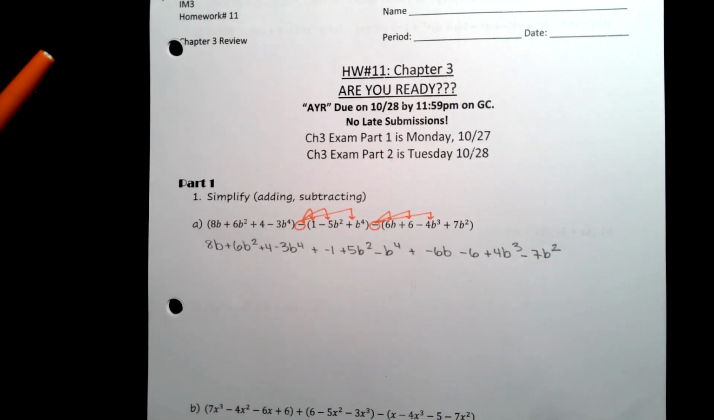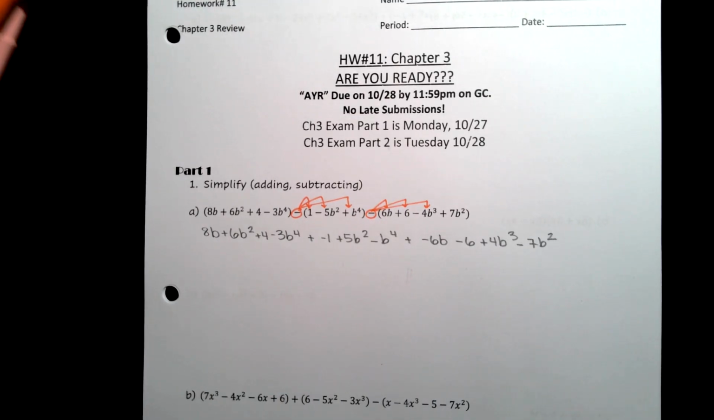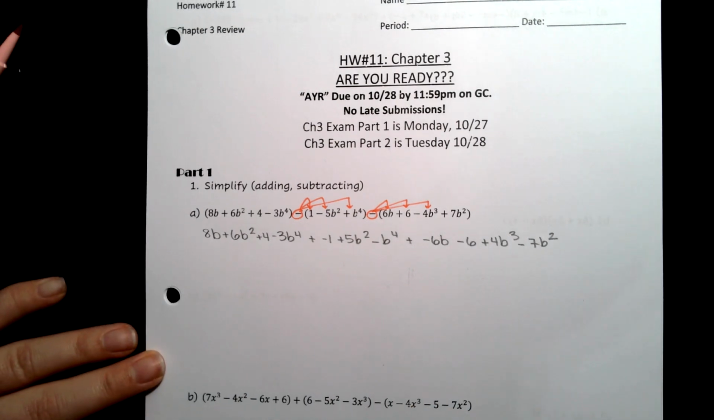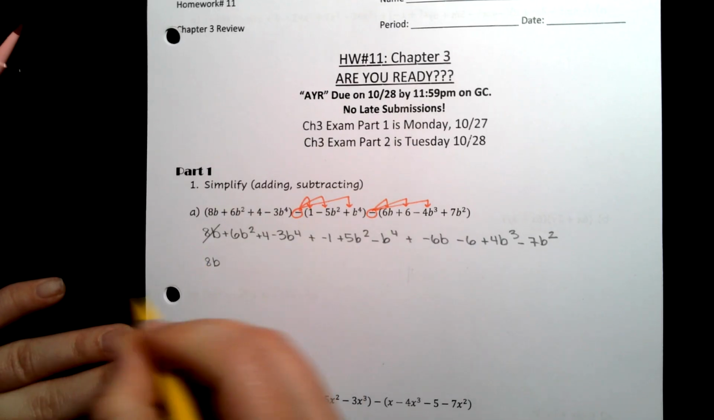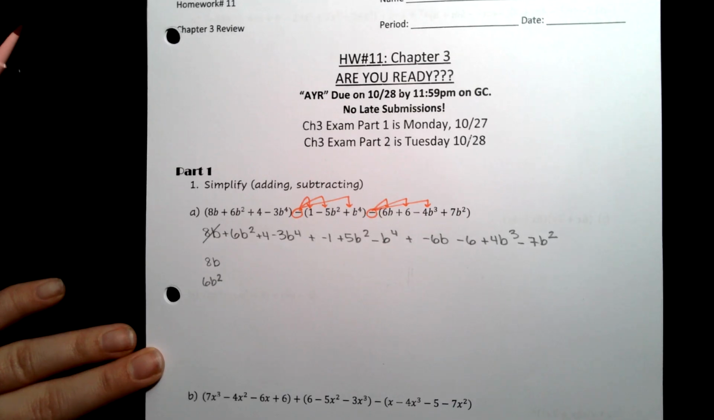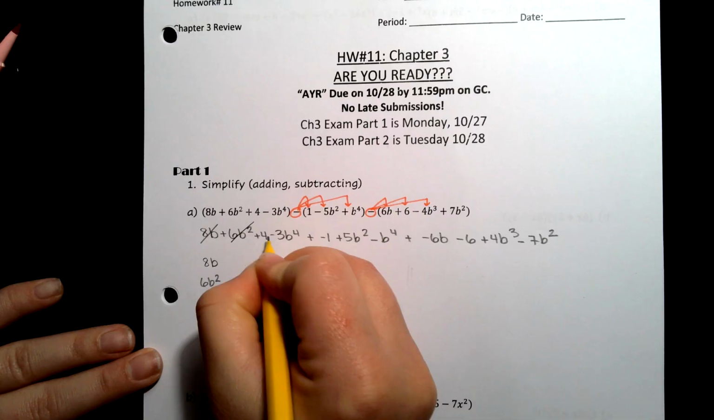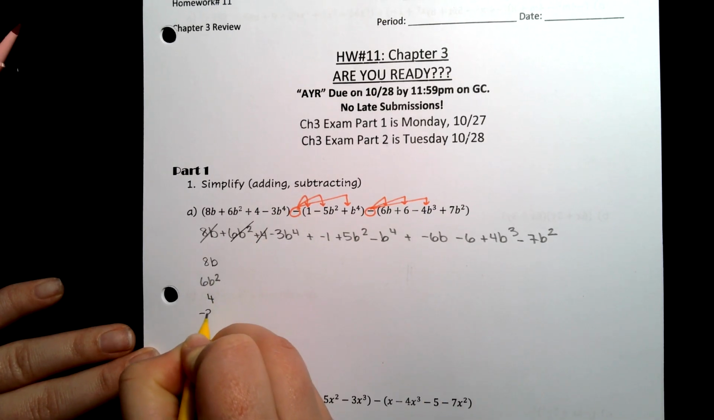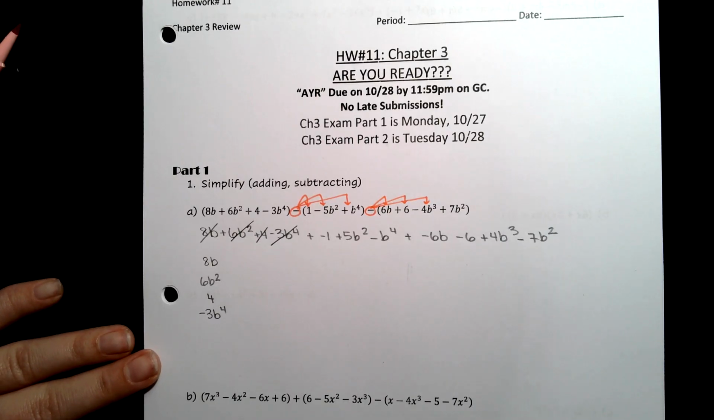Now here you have a choice. You can either rearrange them or you can line them up to do combining like terms. Usually what I do is I go in order and I cross things out, combining them as I go. So for example, I have 8b, so I'm going to cross out 8b. I have 6b squared. I'm going to write it a little bit lower because it is a different, unlike term. I have a 4, which is just a constant. I have a negative 3b to the fourth. Again, writing it in its own lane just because it is different.